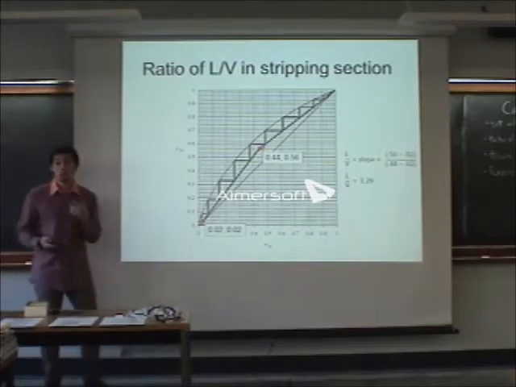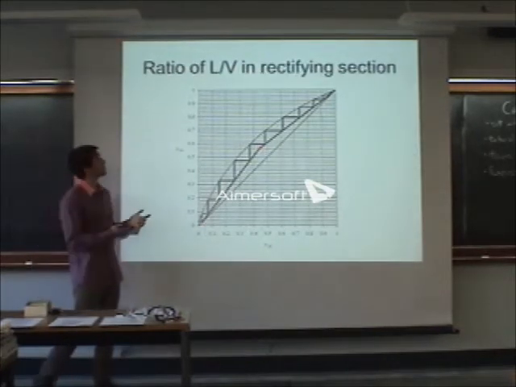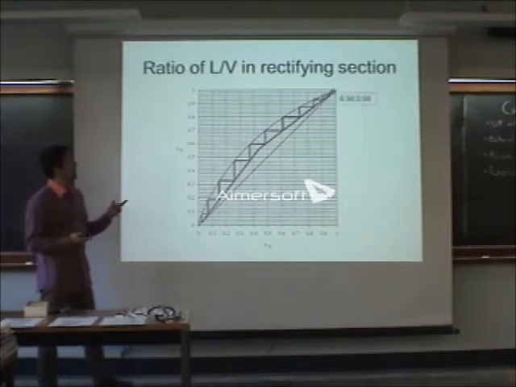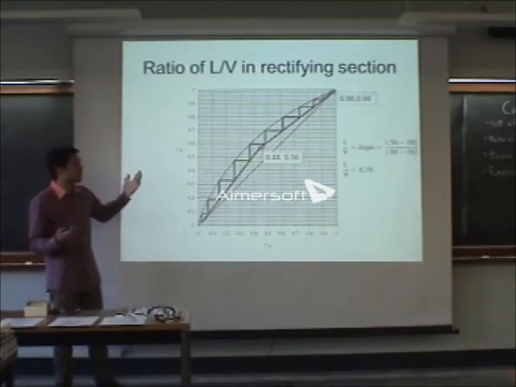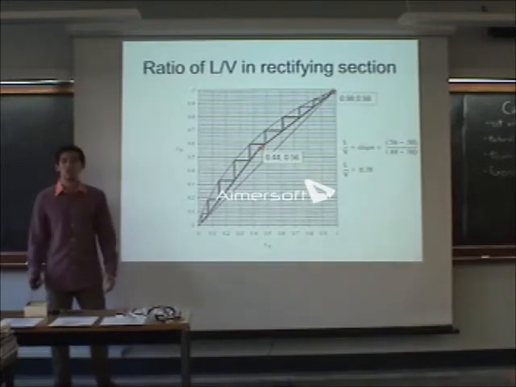So don't forget that when you're working on distillation columns and for the exam. So next, for the rectifying section, again, we're going to find the points that are easiest to identify on the line, then we're going to do a standard slope. So L over V for the rectifying section is 0.78.